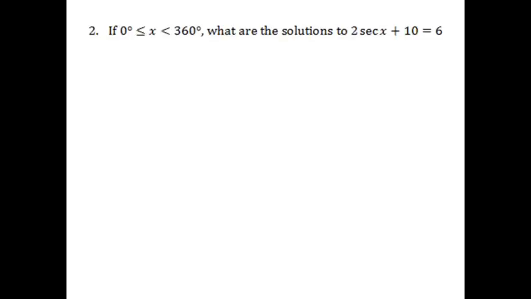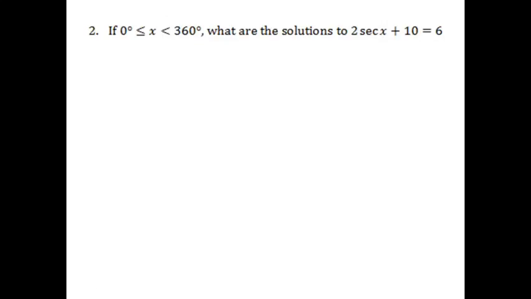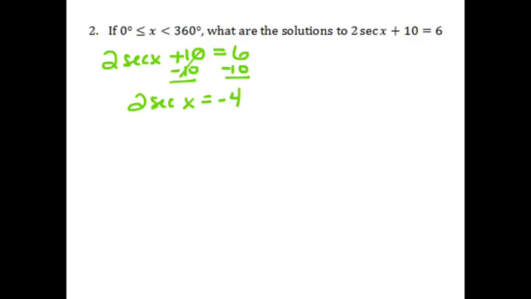Here in question number 2, if x is between 0 and 360 degrees, what are the solutions to 2 secant x plus 10 equal to 6? Oops, sorry about that. 2 secant x plus 10 equals 6. So first thing I want to do is solve for secant. I'm going to subtract 10 from both sides. 2 secant x is equal to negative 4. And then we're going to divide by 2. And I get that secant x is equal to negative 2.